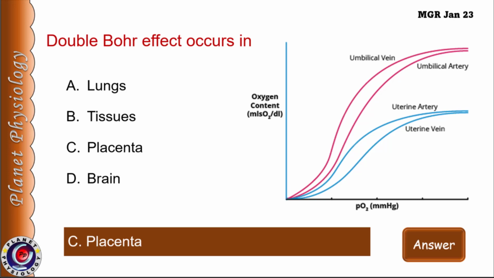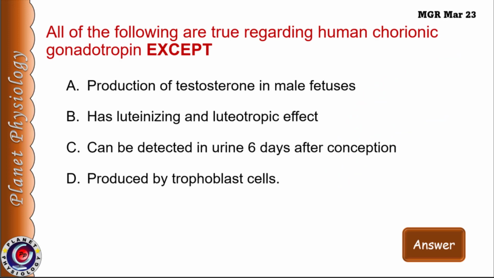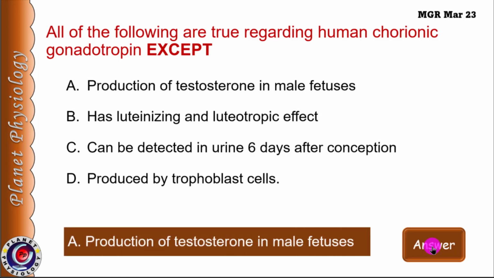Another question from the topic of pregnancy. All of the following are true regarding human chorionic gonadotropin except A. Production of testosterone in male fetuses. B. Has luteinizing and luteotropic effect. C. Can be detected in urine 6 days after conception. And D. Produced by trophoblast cells. Here, option A, production of testosterone in male fetus, is false regarding human chorionic gonadotropin.